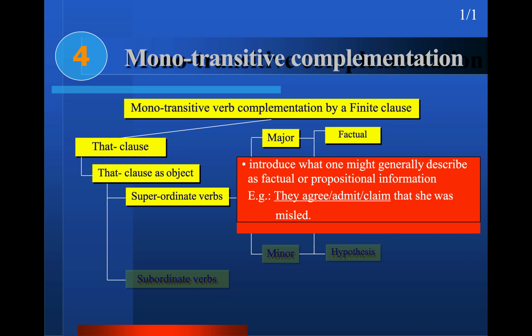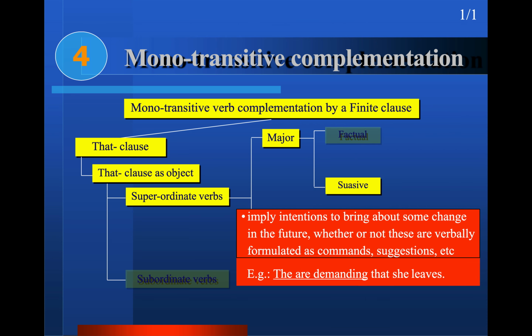So major verbs introduce what we might generally describe as factual or propositional information, the kind of information in which there is a proposition. They agree, they admit, they claim that she was misled. Whenever we have factual verbs, we have verbs like agree, admit, claim. That she was misled is an object, and usually it's a noun clause.